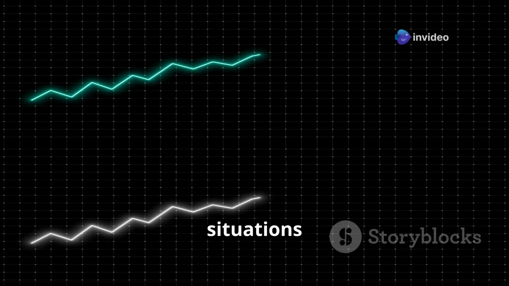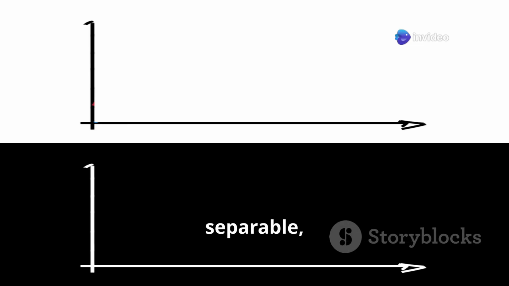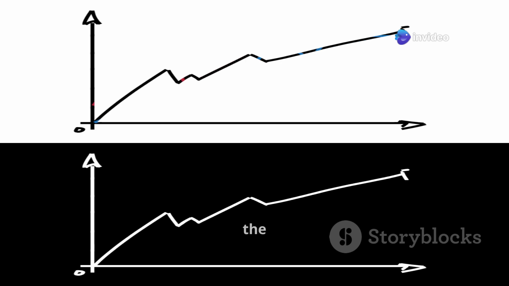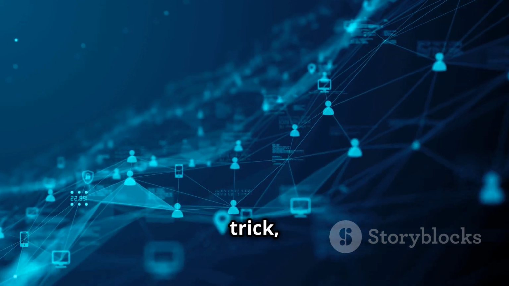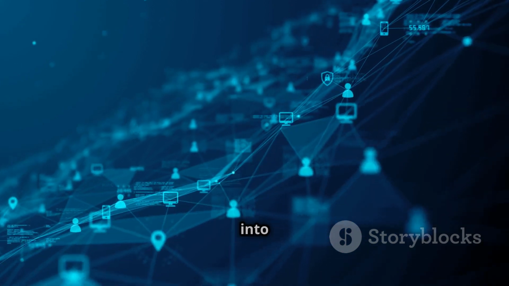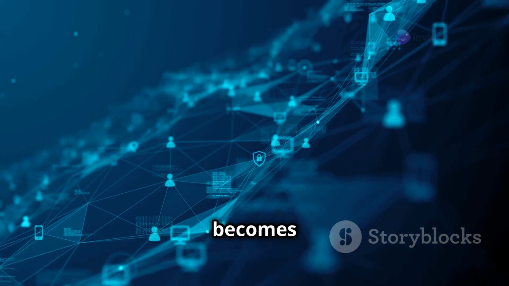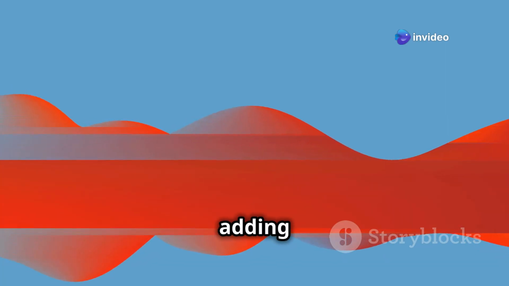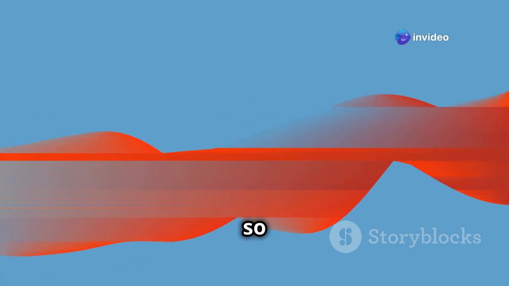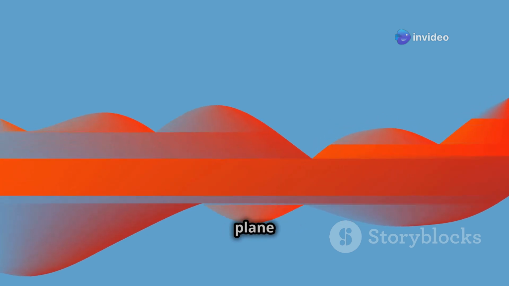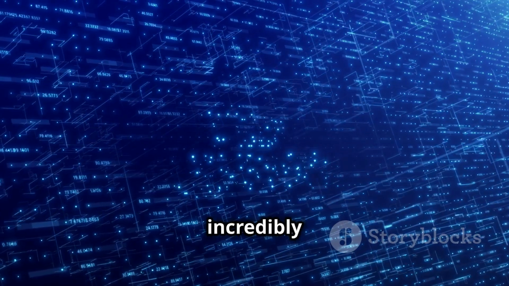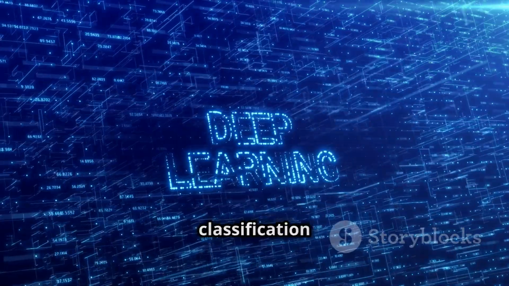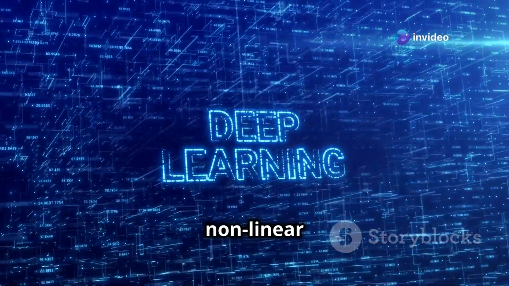But here's the really cool part. SVMs can handle situations where the data isn't linearly separable, meaning you can't draw a straight line to divide the categories. They do this by using a clever trick called the kernel trick, which essentially transforms the data into a higher dimensional space where it becomes linearly separable. It's like adding an extra dimension to your graph, so instead of a line, you can now draw a plane or even a more complex shape to separate the data. This makes SVMs incredibly powerful for tackling complex classification problems with nonlinear patterns.